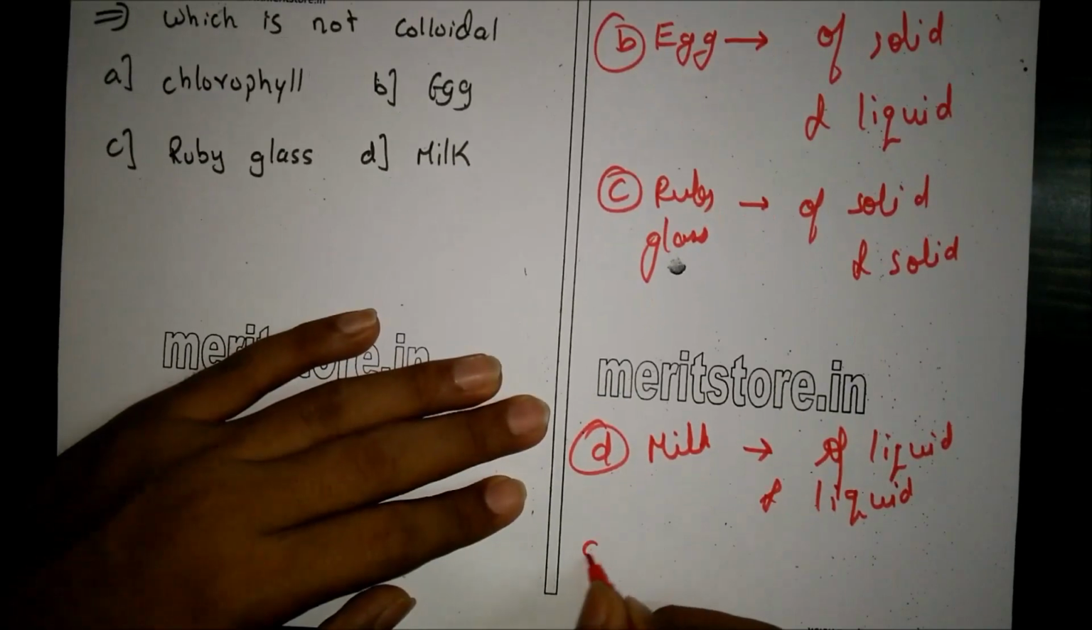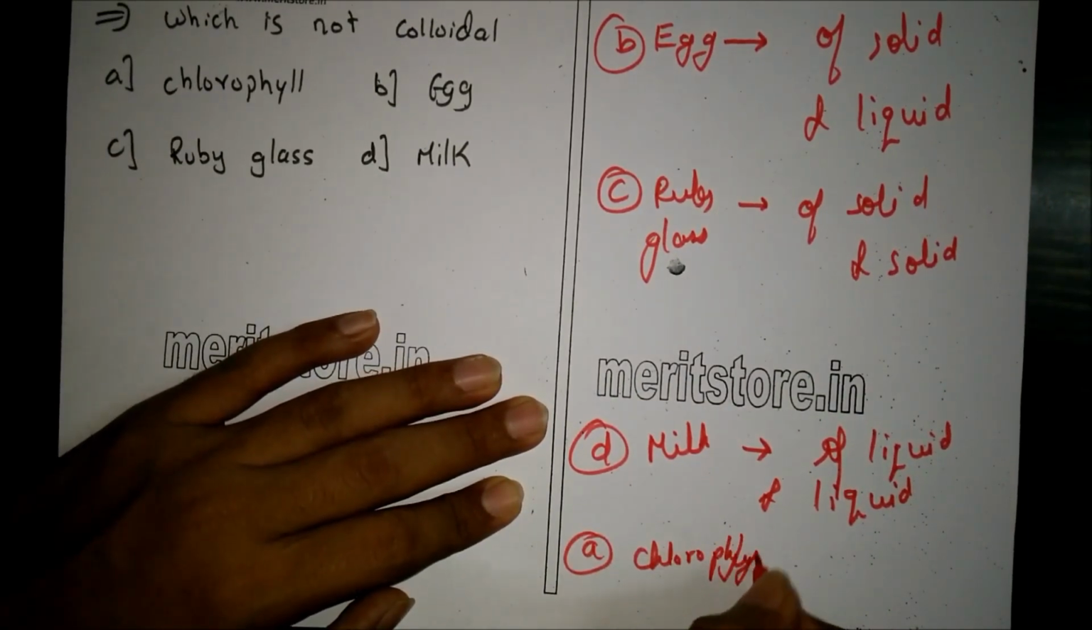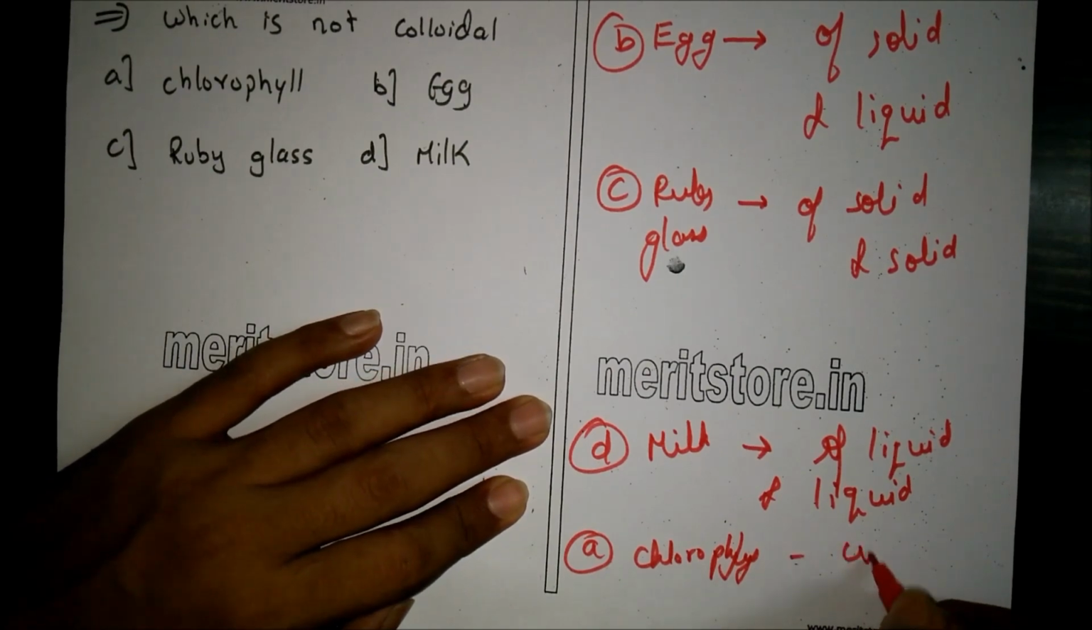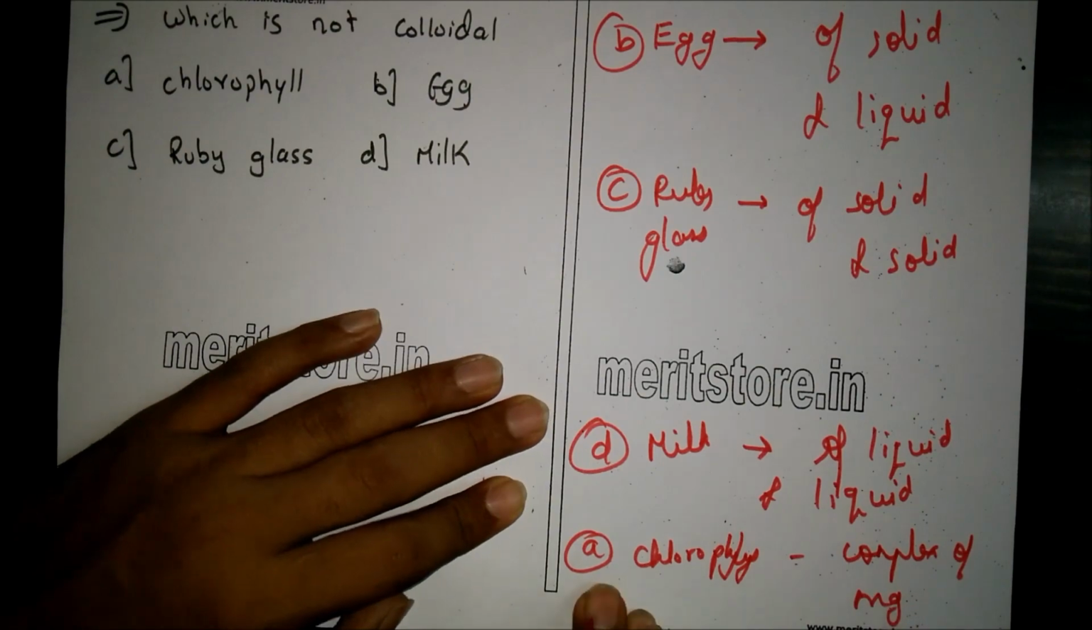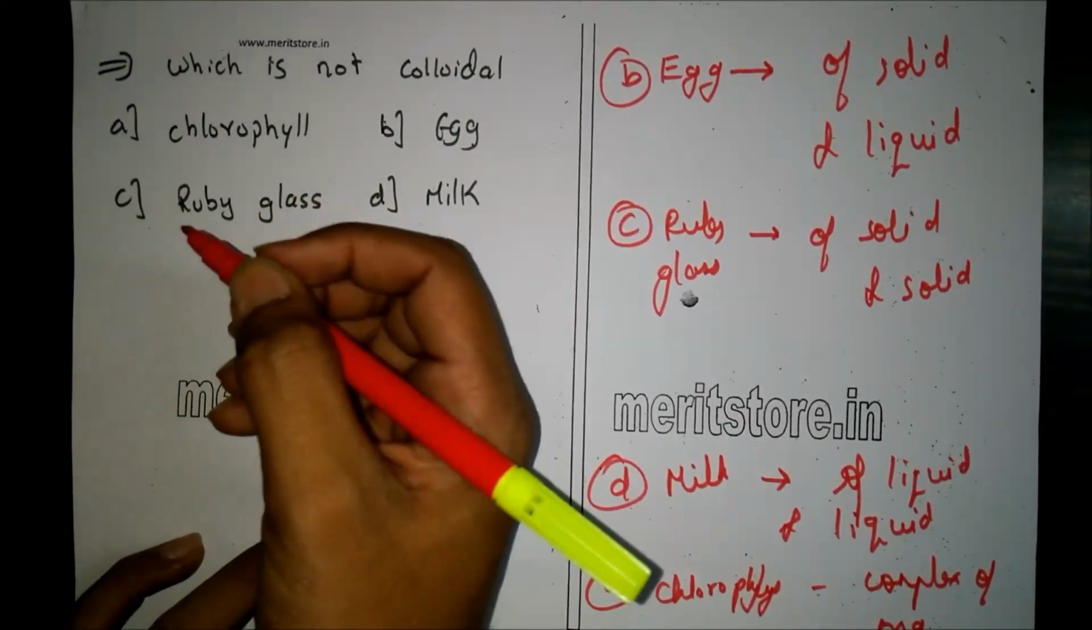However, option A, which is chlorophyll, is not a colloid. Rather, it is a complex of magnesium. Therefore, out of all the four, chlorophyll is not a colloid. Therefore, the correct answer is option A.